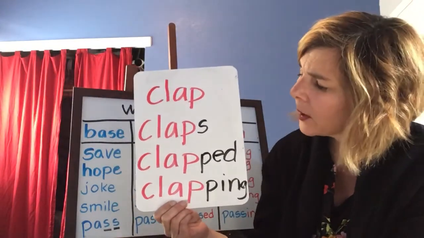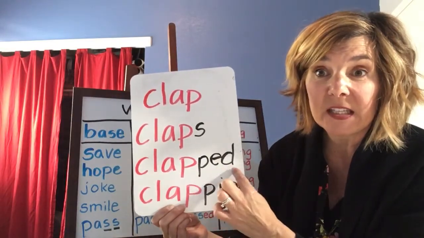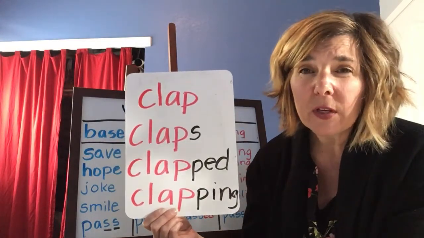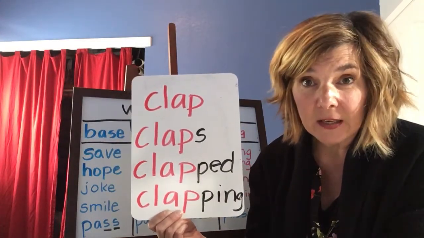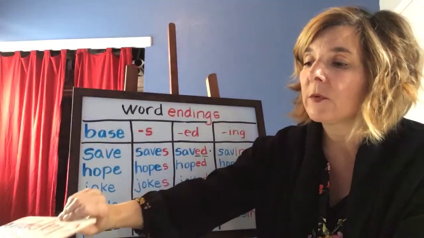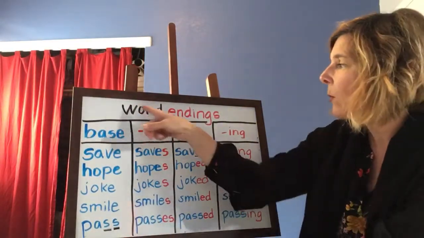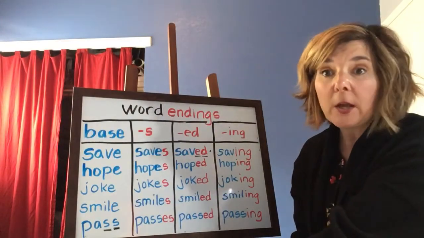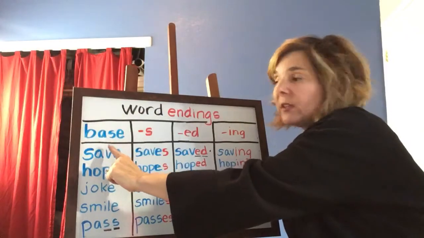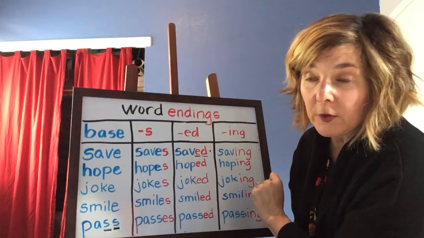Now we learned how we needed to add another consonant when we added the ed or the ing to the base word clap. But today we're going to use words that end in a silent E, and I'm going to show you how the spelling changes. All right, now we're going to move to the bigger chart that I've created. Let's read the title together. Word endings. Now I've separated them 4 ways. Do you see them? I used blue this time to identify the base word. Remember, the base word is important. That's what you read first.